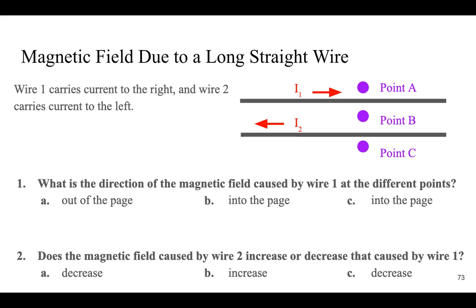So pause this here if you're confused with that and convince yourself that that makes sense. The first question is, what is the magnetic field from the top wire? And then basically the second question is, does the magnetic field caused by the bottom wire agree with or disagree with the one caused by the top wire?